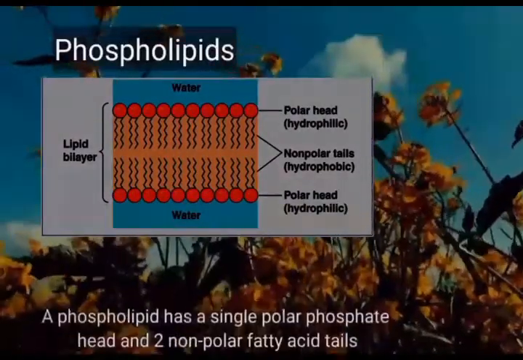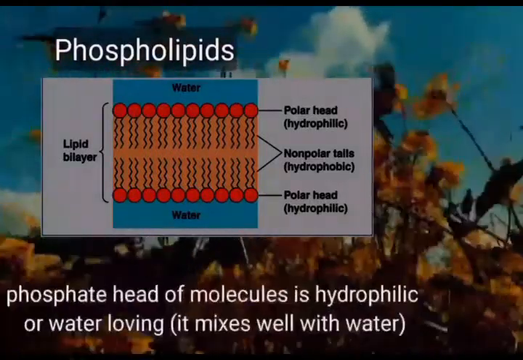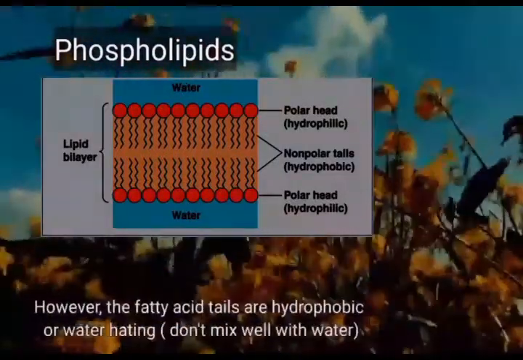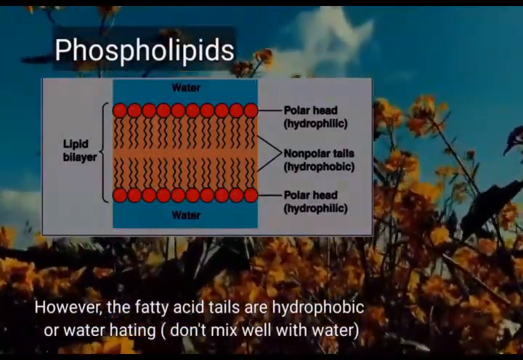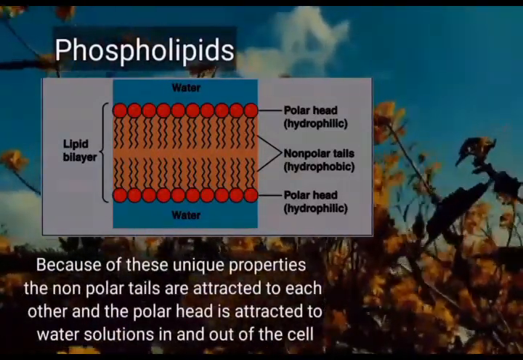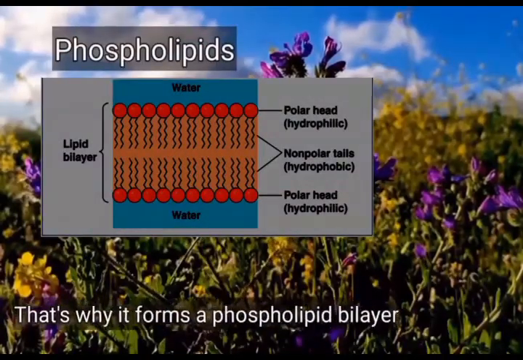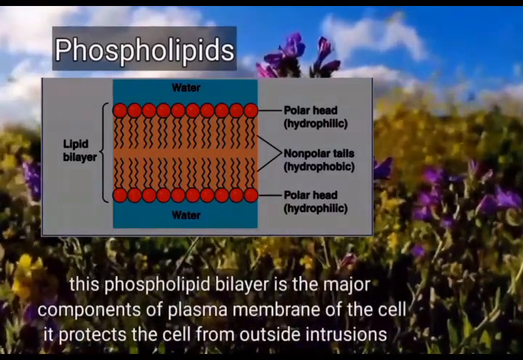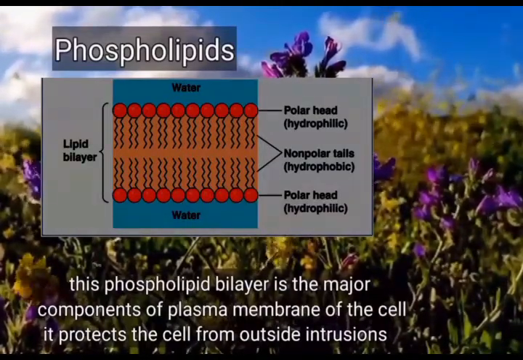A phospholipid has a single polar phosphate head and 2 nonpolar fatty acid tails. The phosphate head of the molecule is hydrophilic, or water-loving. It mixes well with water. However, the fatty acid tails are hydrophobic, or water-hating, and they do not mix well with water. Because of these unique properties, the nonpolar tails are attracted to each other and the heads are attracted to the water solution in and out of the cell. That's why it forms a phospholipid bilayer. And this phospholipid bilayer is the major component of the plasma membrane of the cell. The phospholipid bilayer protects a cell from outside intrusions.